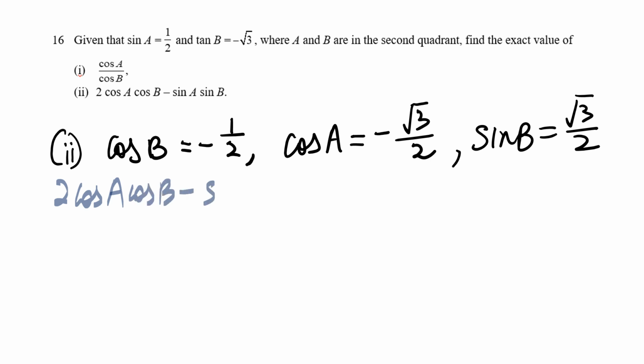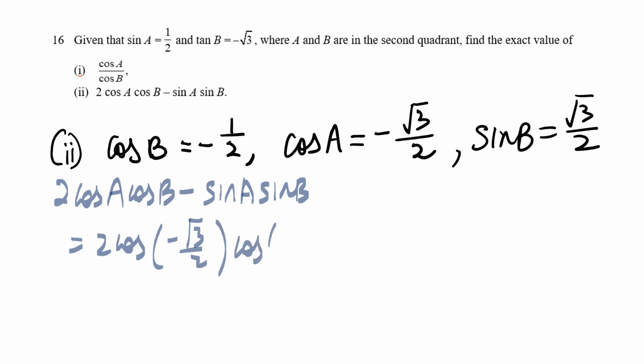Okay, let me show you a common mistake that some students will make. They will substitute in like that. Okay, and I don't want to continue anymore, because it's not correct. Okay, look at this here. Negative half is the ratio for cosine b. Think about it. How can the angle b just be negative half?